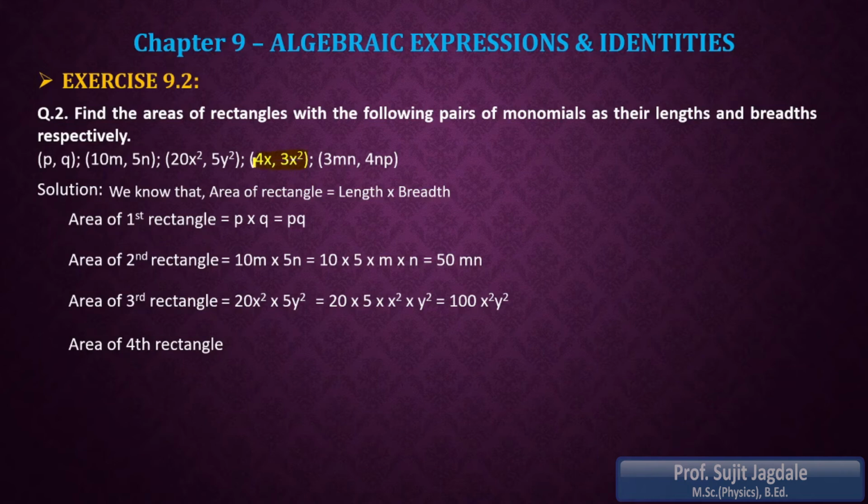4x and 3x square. So what is the length here now? Instead of length I am going to put 4x, and instead of breadth I am going to put 3x square. Okay, now just put down these values. So what is the formula for area of rectangle? Length into breadth, but here length is 4x and breadth is 3x square. So 4x into 3x square.